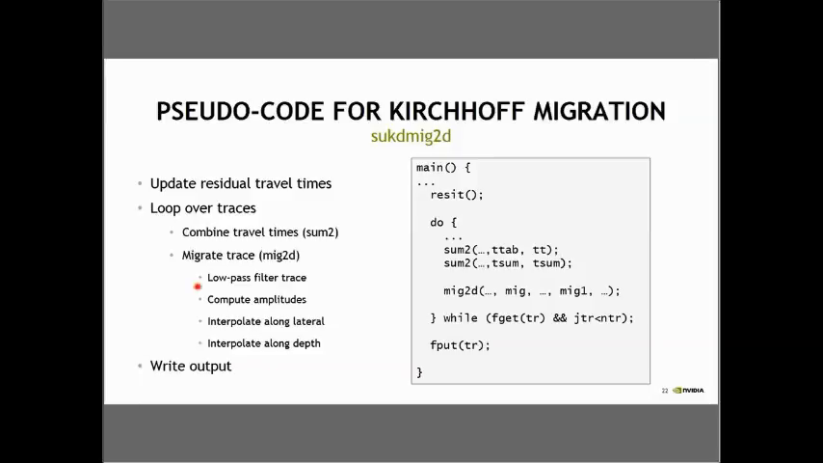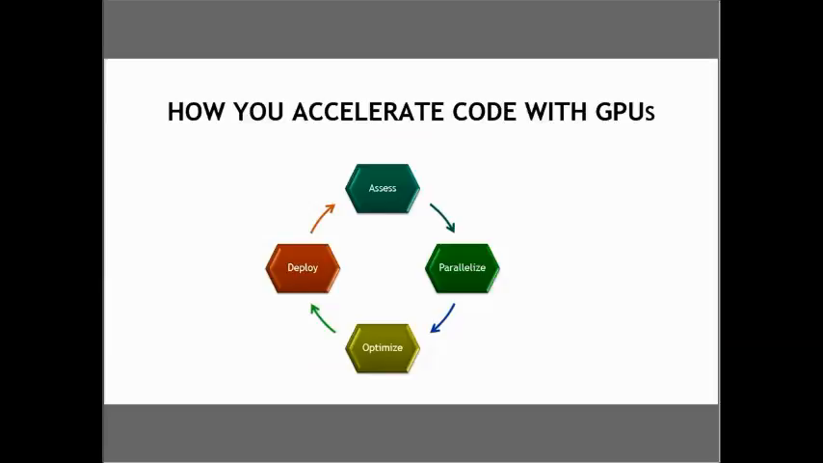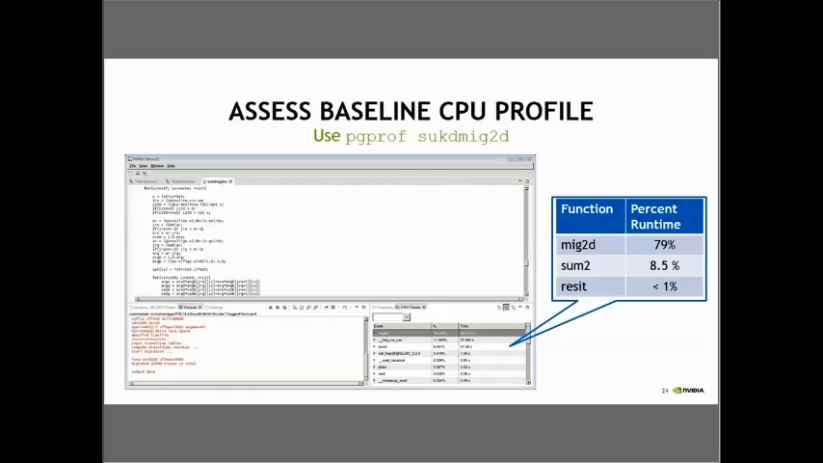Question is, how do I take this and make it work using the OpenACC tools? Well, we've devised a methodology. We call it APOD, for Assess, Parallelize, Optimize, and Deploy. And so we'll go through each one of these steps and talk about how it was being used with this specific code. First, let's look at the assess phase.